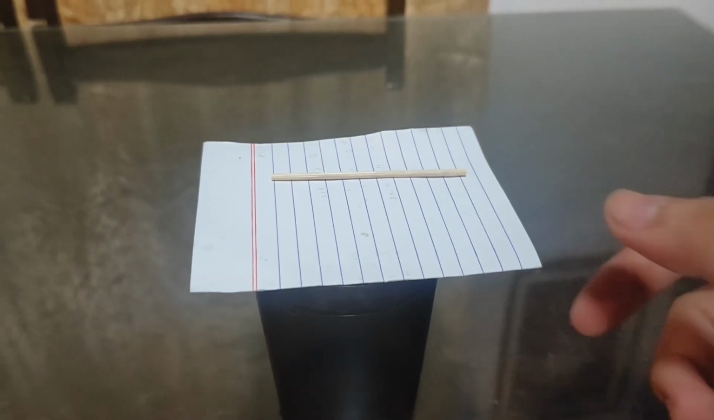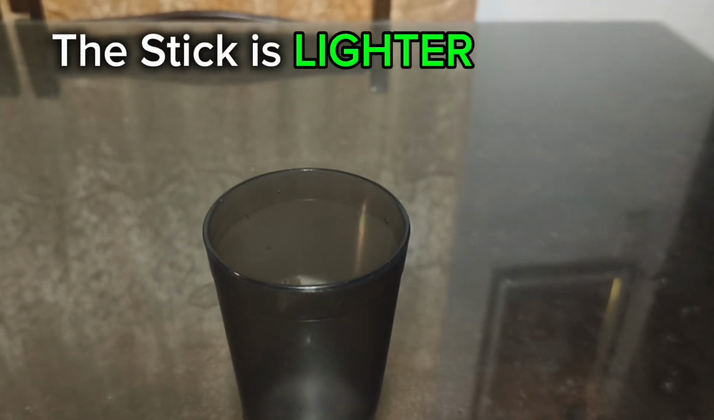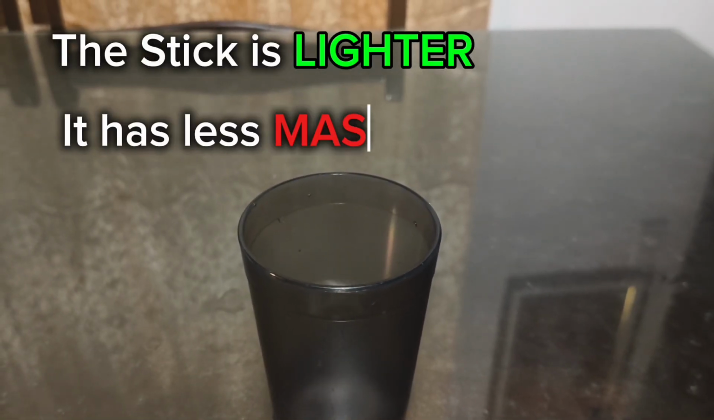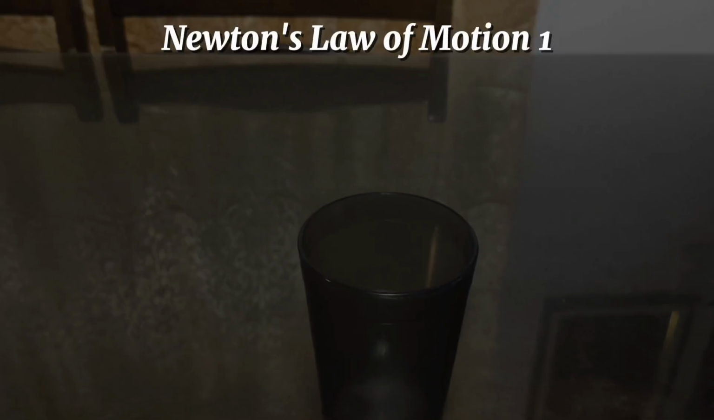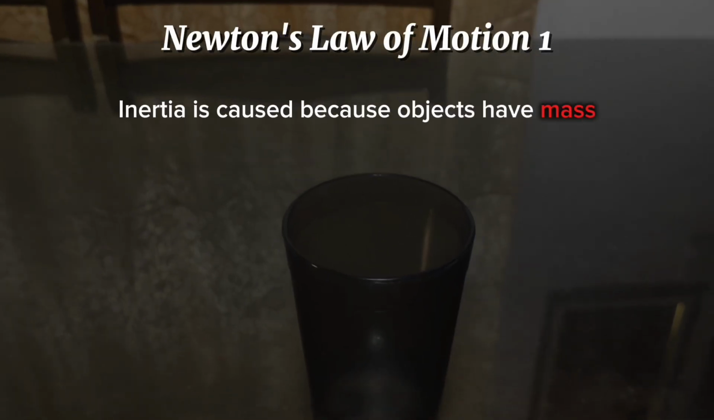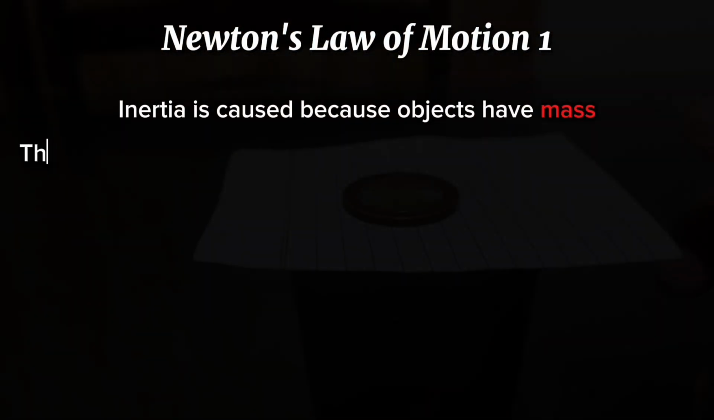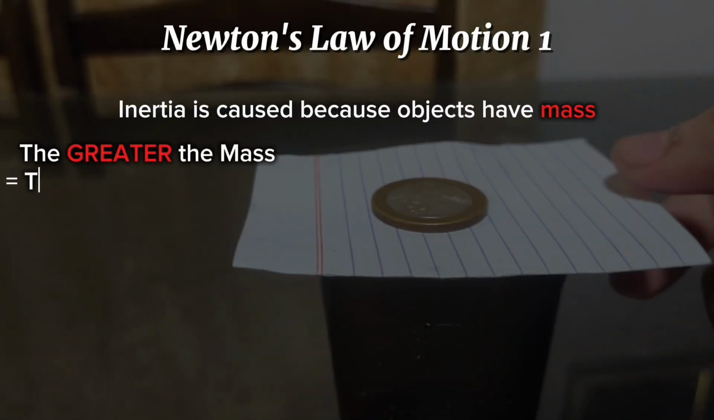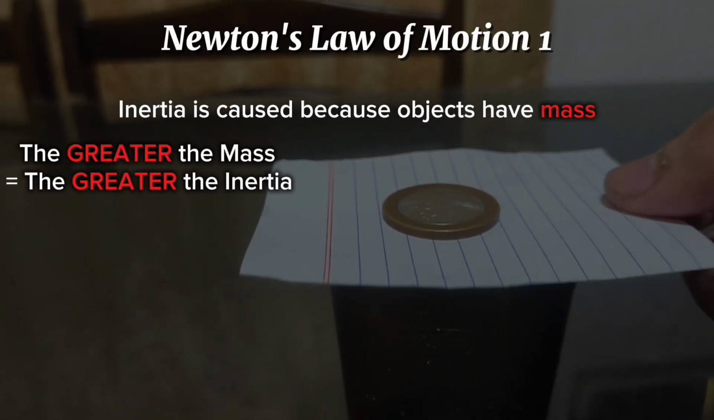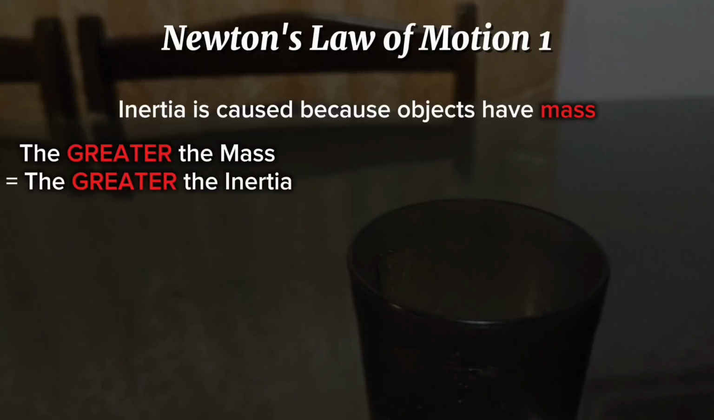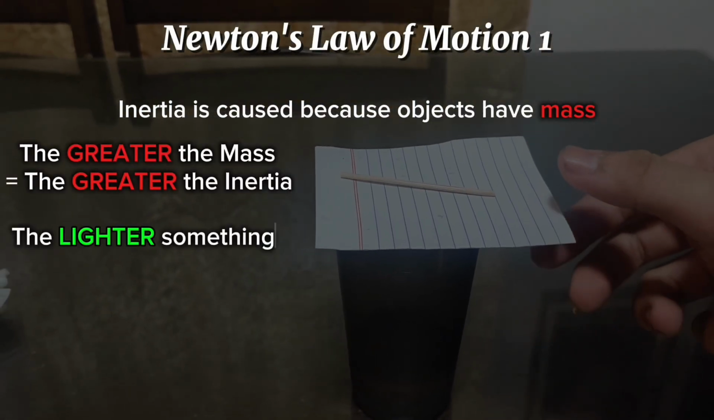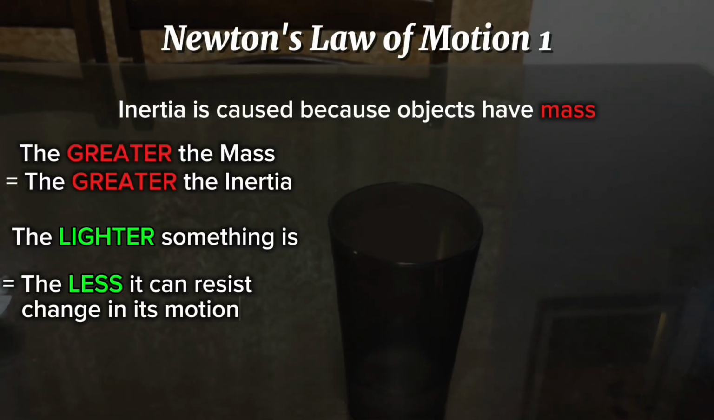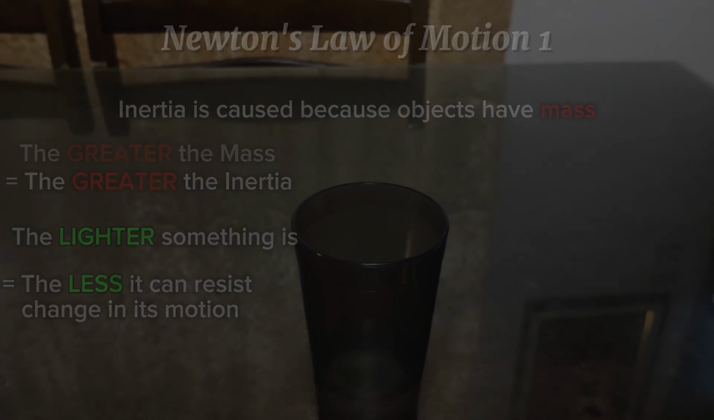The main factor of the difference here is that the stick is lighter than the coin, meaning it has less mass. According to Newton's law of motion 1, inertia is caused because objects have mass. This means that the greater the mass an object has, the greater the inertia, or the more it can resist change in its motion. And the lighter something is, the less it can resist change in its motion, explaining why the stick was easier to move than the coin.